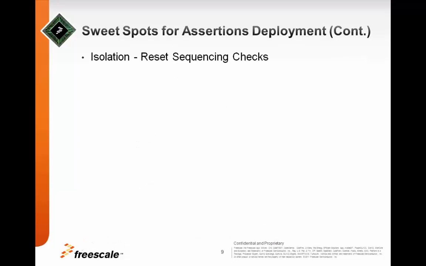Okay, coming to the next slide, isolation and reset sequencing checks. It is required that the reset to the power gated domain is asserted only after the isolation is asserted, as the latched value of the signal should be the functional value and not the reset value of the port, as that may affect the protocol. So again, we can deploy assertions to check this behavior.